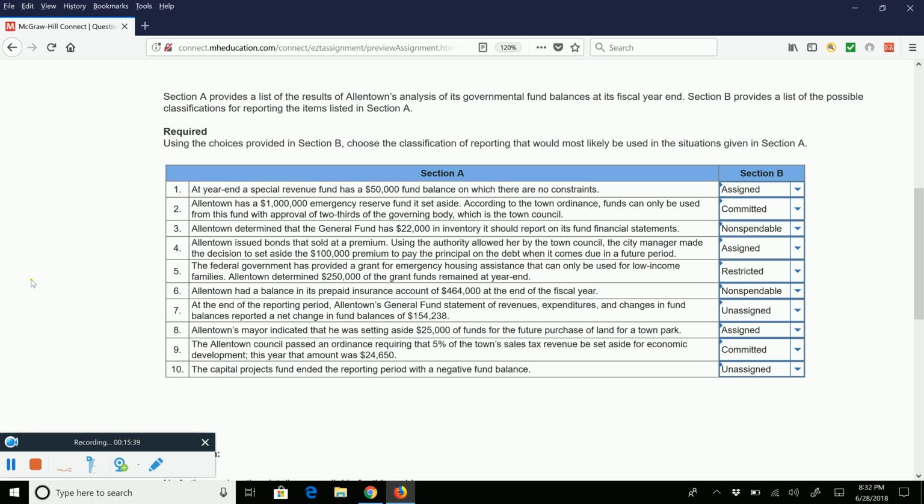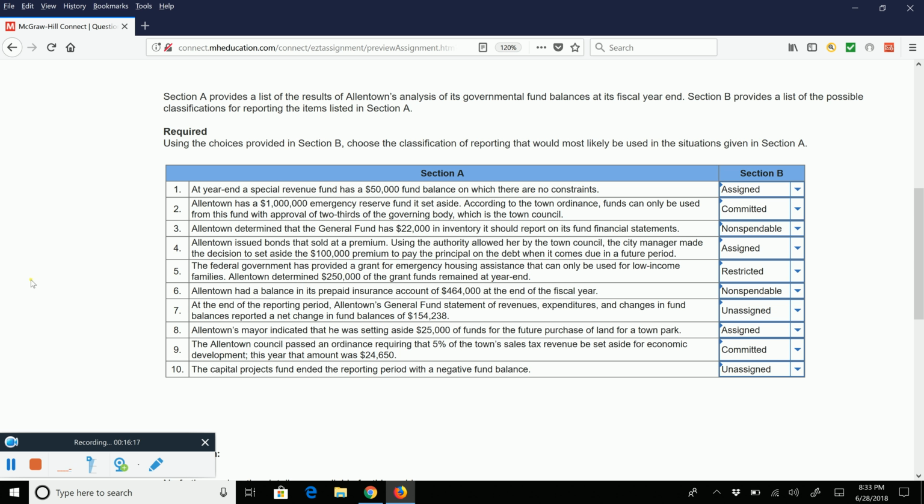Number 1, non-spendable. This is when we have a current asset that is not in liquid form. We want a corresponding asset in non-spendable fund balance. Number 2, restricted. This is when a third party or some law dictates how we can spend those funds. The third category, committed. This is when the governing board, this would be the elected officials, the mayor and the commissioners, when the elected board makes a decision what to do with certain funds. We would set that aside as committed fund balance.